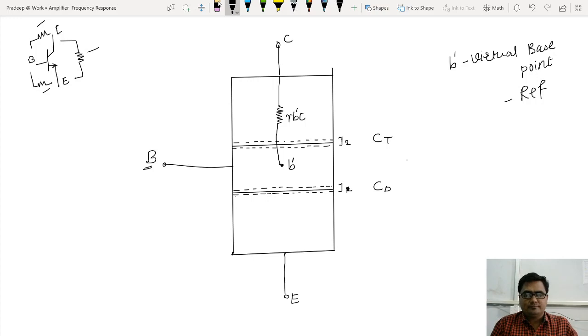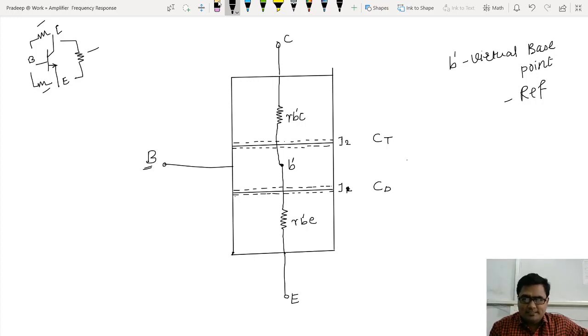Agreed? The same way I can draw an internal resistance present between the virtual base and the emitter. Now the notation will be small r, with reference to the virtual base. Now it is to the emitter, not to the collector. That is r B dash C, r B dash E.